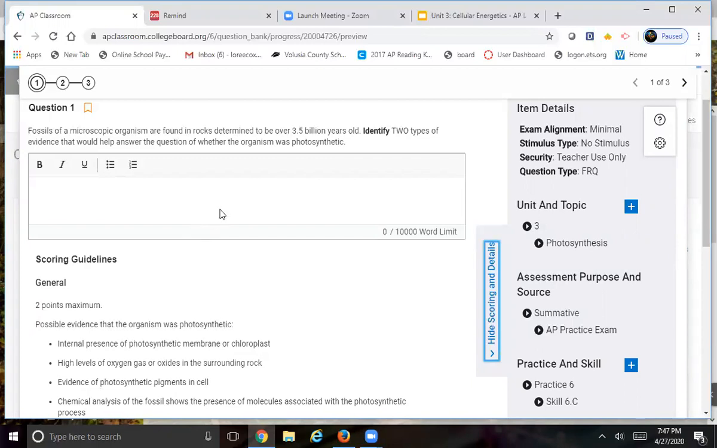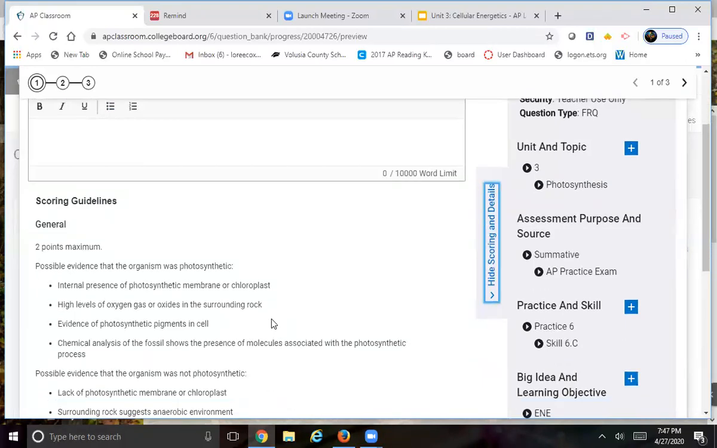The atmosphere at the time. If we had photosynthetic organisms, the atmosphere probably contained oxygen. So high levels of oxygen gas in the surrounding rock would be one of the high level indicators that we have a photosynthetic organism. Now, we can't say cell wall, because cell walls are also around bacteria. Although it is around most plants, it'd be around bacteria even if they weren't photosynthetic, right?